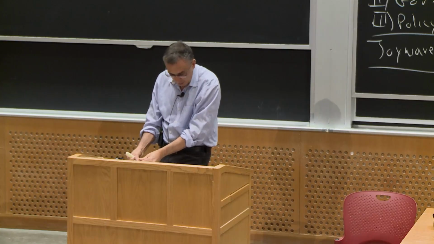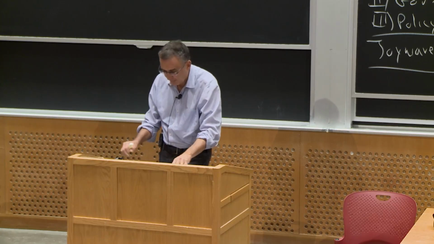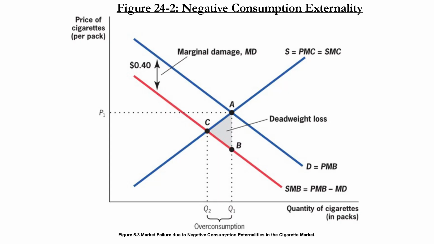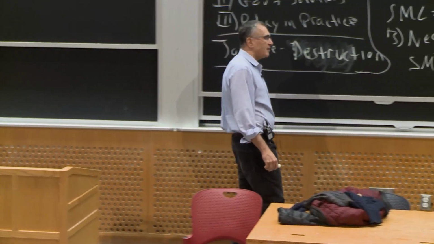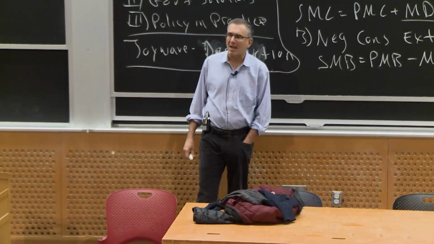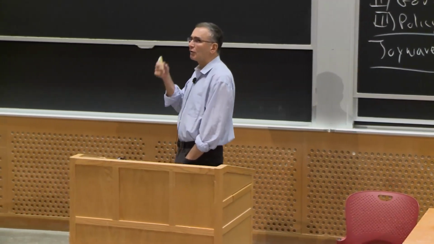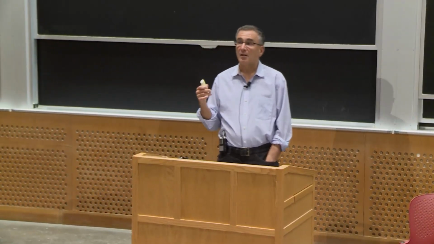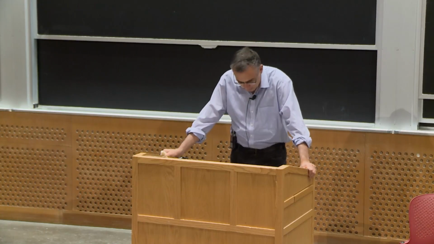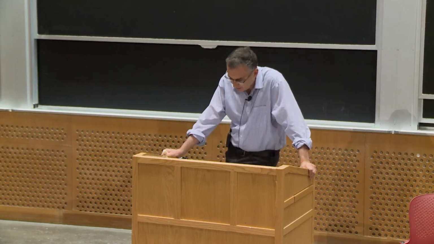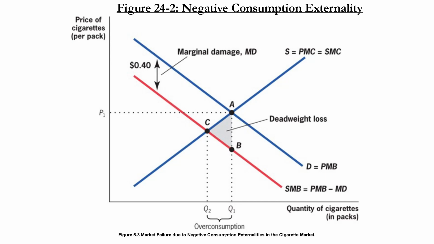Okay? So that is another example. You note here we used a number. We used 40 cents. That's the best estimate. 40 to 50 cents is the best estimate of what the negative externality is from smoking. About 40 to 50 cents a pack. If you add up all the costs smokers impose on society, it's 40 to 50 cents a pack, and that's why we use that as a constant marginal damage here. So given this, there's overconsumption of cigarettes.